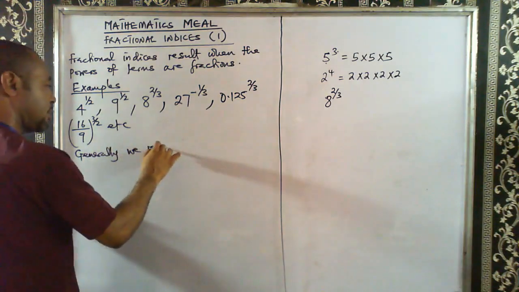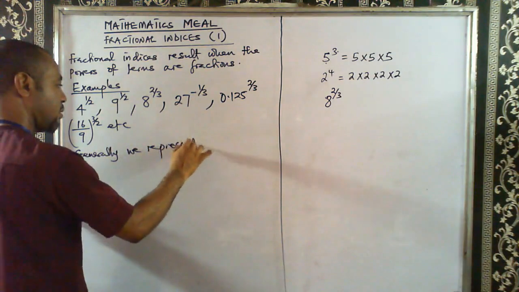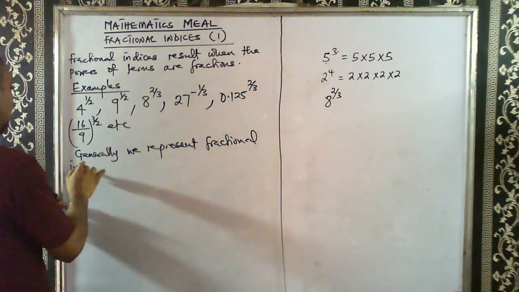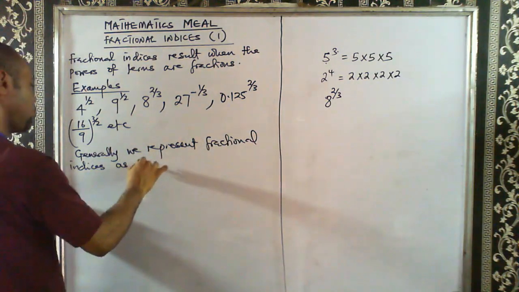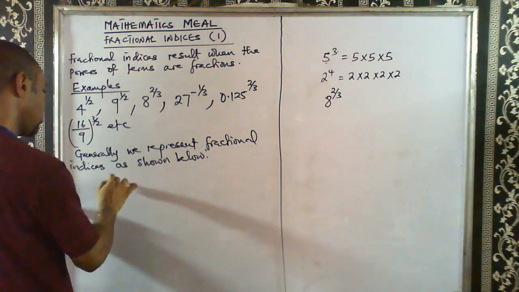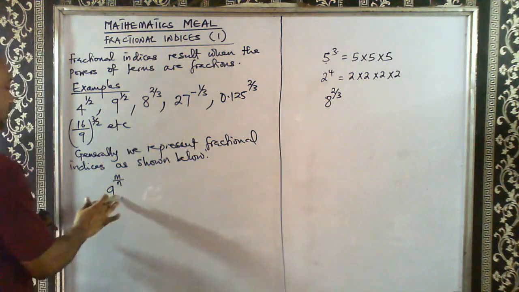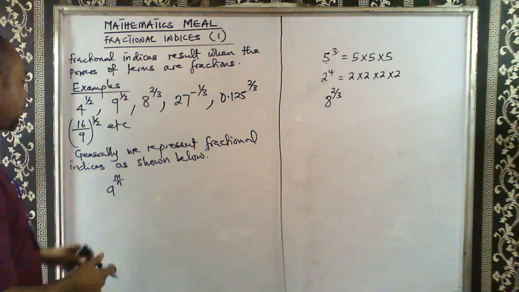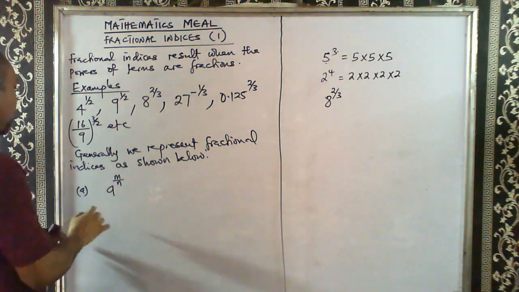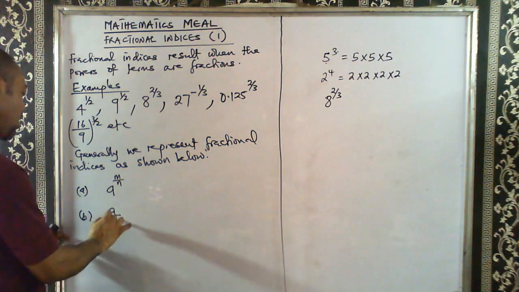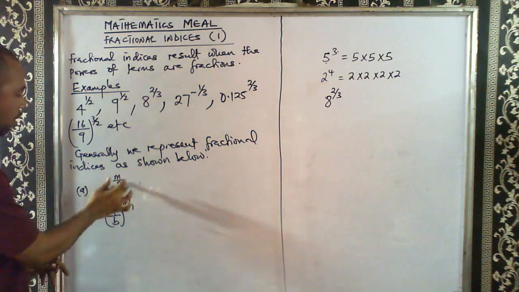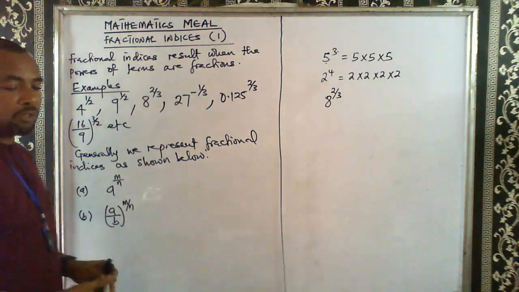we represent fractional indices as shown below. So we have a raised to the power m over n. That is when the base is an integer. Then, if the base is a fraction, we're going to have a over b raised to the power m over n. So you see, this is the power, which is a fraction.